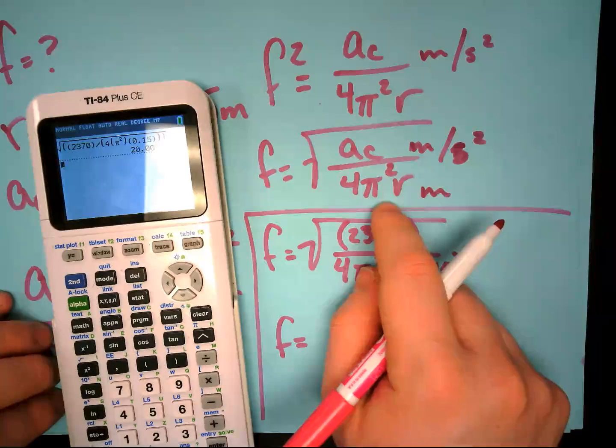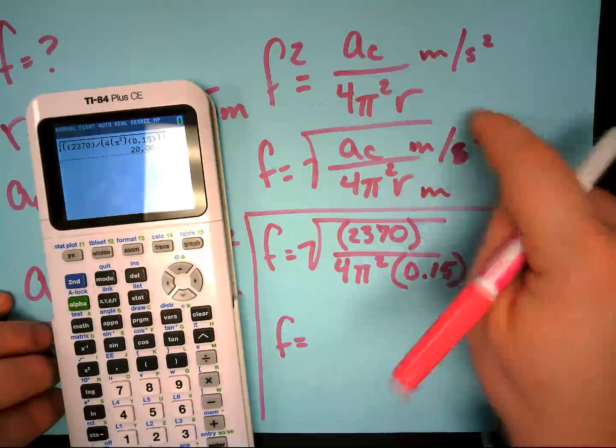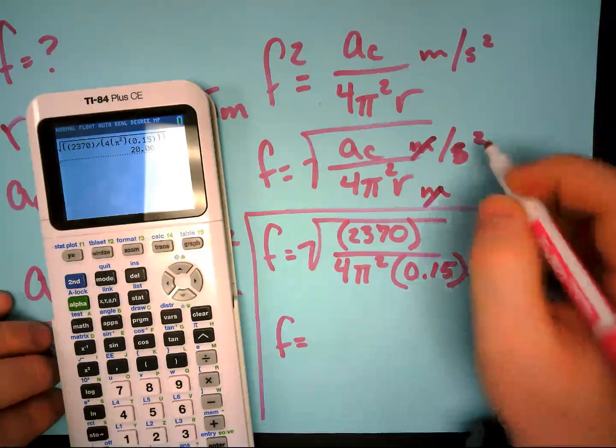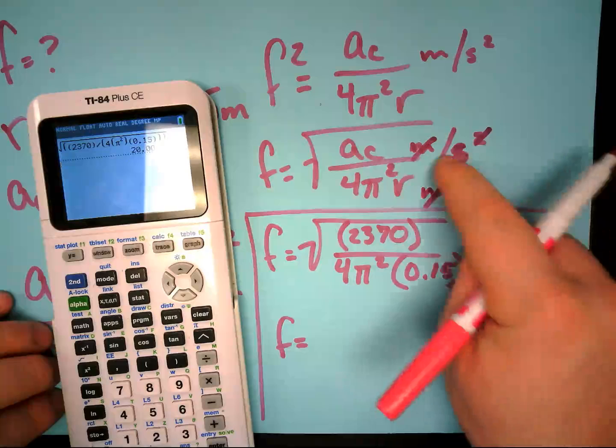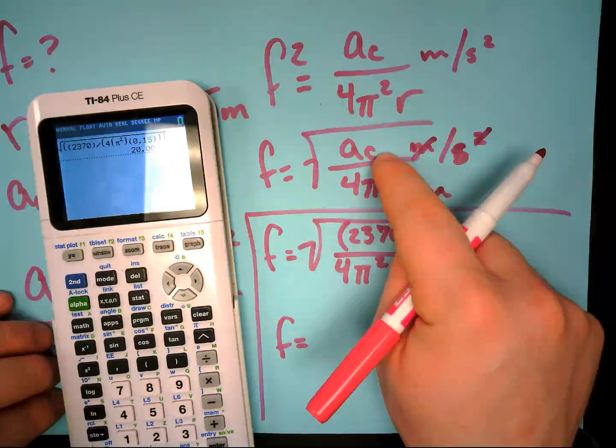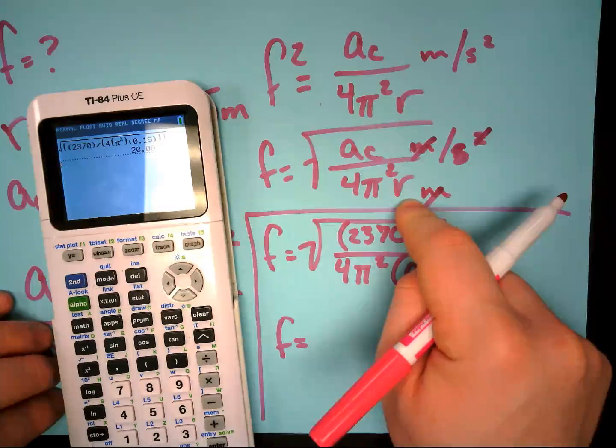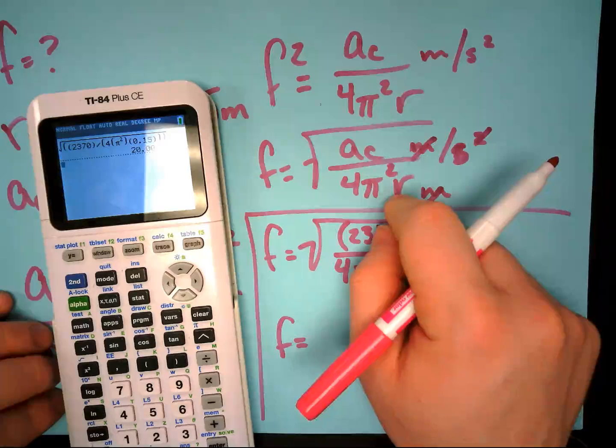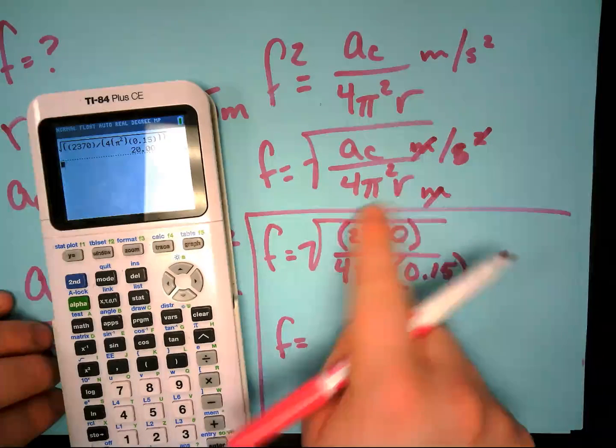And then this is where your revolutions would come in. How is it revolutions per second? Well, the meters would cancel out. You're left with seconds, because it's a denominator in the numerator, it will just be put down here. And then how is it that we end up with revolutions?